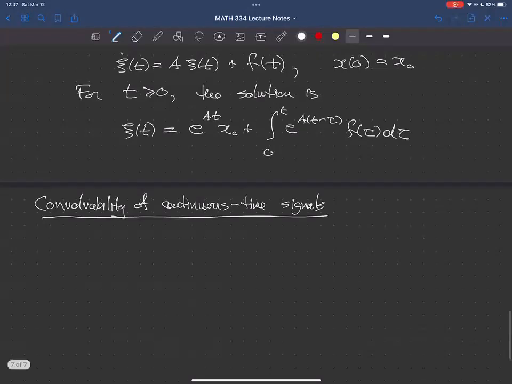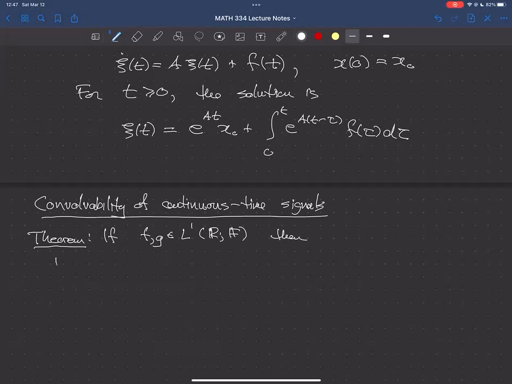Okay, so here's one. I'm going to state these as theorems. They're not generally that hard to prove. So if F and G are in L1, then the pair F, G is convolvable. Okay, so this follows from what's known as Fubini's theorem.